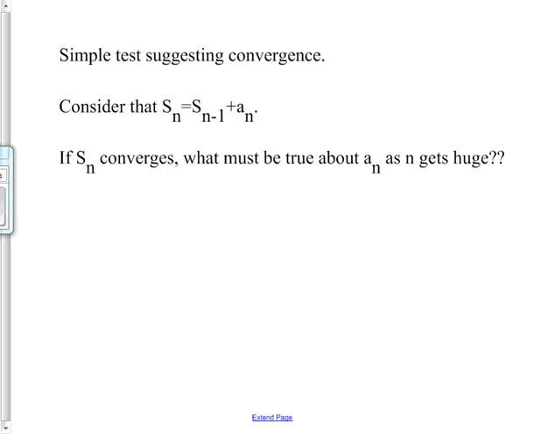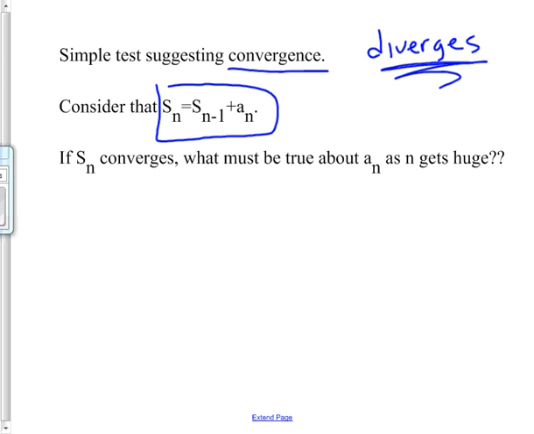So here's a test to see if something converges. And it's really not a test to see if something converges. It's really a test to see if it diverges, because it's inconclusive for convergence. So we know, I was writing this the other way in the last couple examples, but S sub n is the sum of all the terms before it, S sub n minus 1, plus the new term, A sub n.